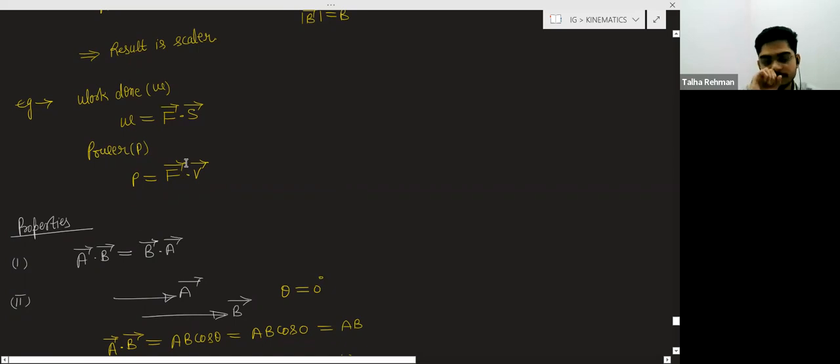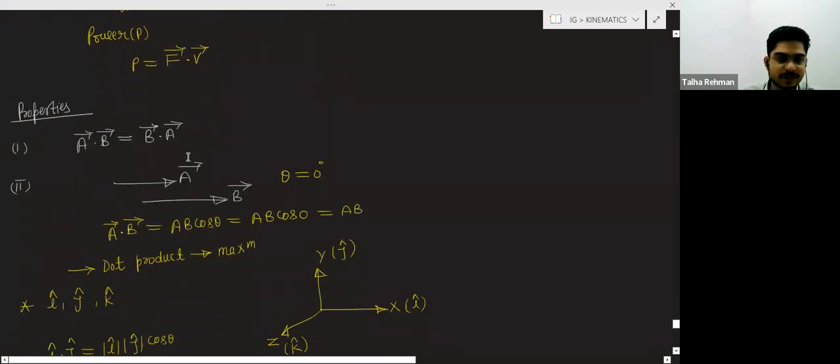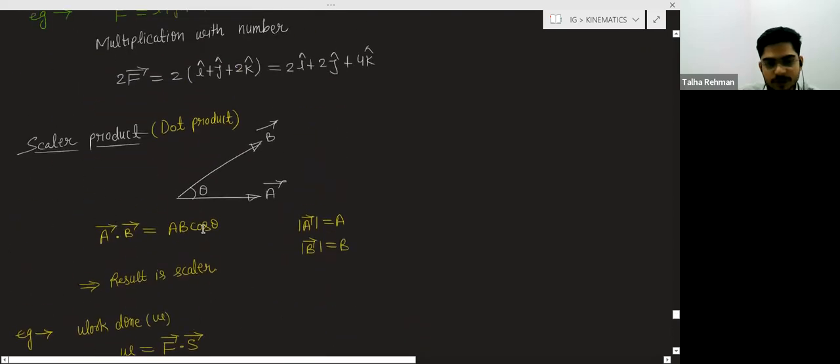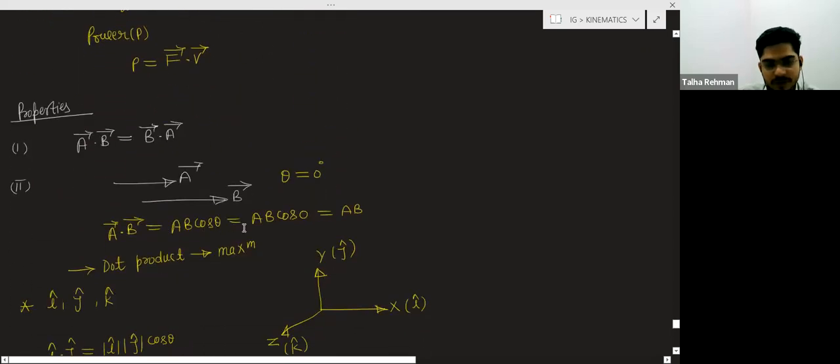Now we have discussed properties. For example, a dot b is equal to b dot a. If two vectors are parallel, then what will be the dot product? Two vectors being parallel means the angle between them is 0 degrees. You want to find the dot product, so you will write a dot b, which is AB cos theta, and theta is 0 degrees. Cos 0 is equal to 1. So finally you will get AB.